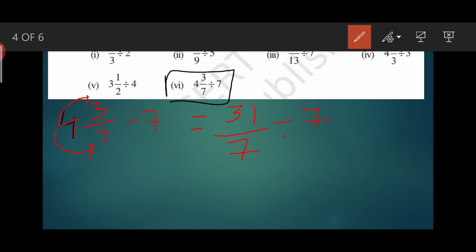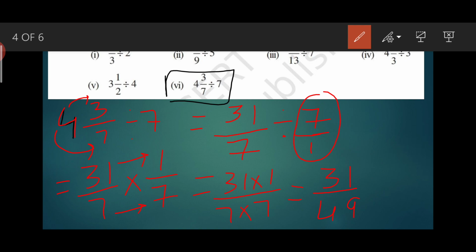So what do you have to do now? You have to replace the division sign by multiplication, and if 7 is given, that means 7 upon 1. Now you have to take the reciprocal of this number, so it will be 1 by 7. Now what do we have to do? We have to multiply the numerators together and the denominators together. So 31 into 1 divided by 7 into 7 is equal to 31 upon 49, since 7 7s are 49.